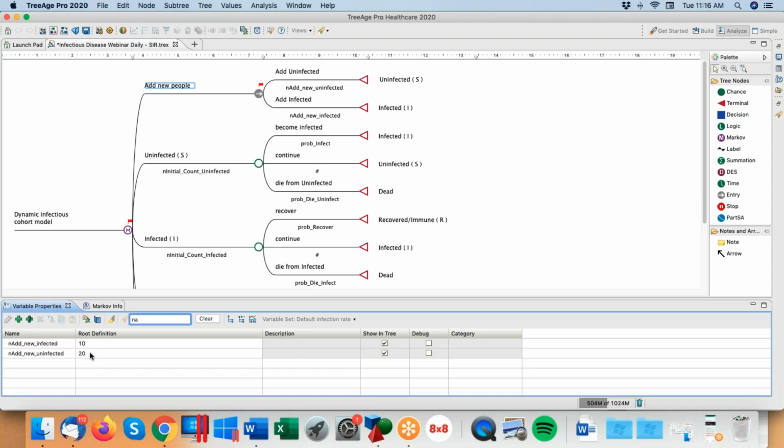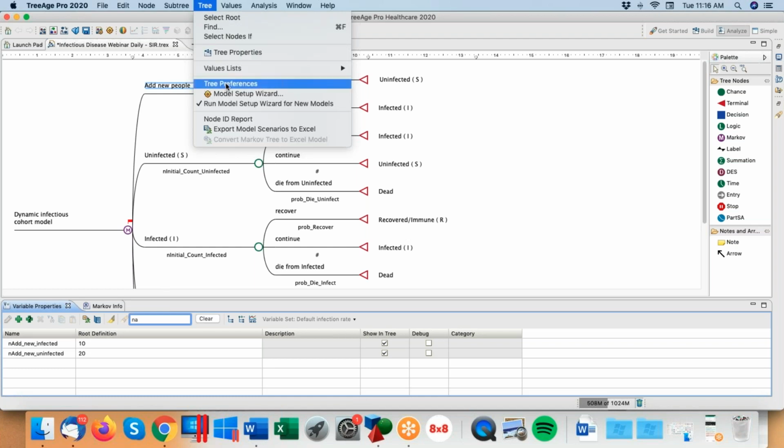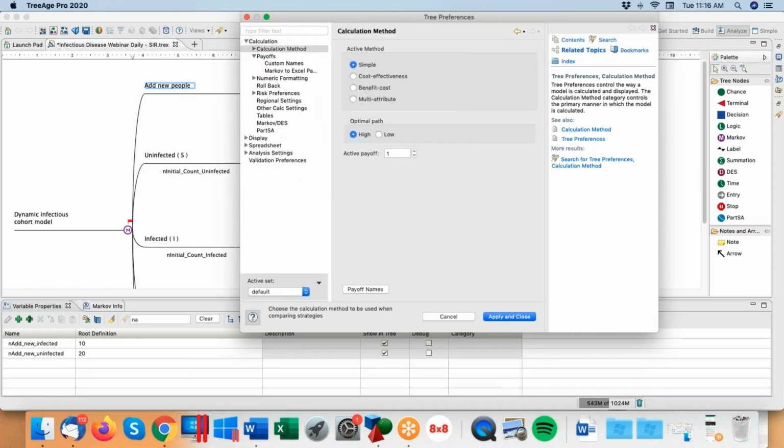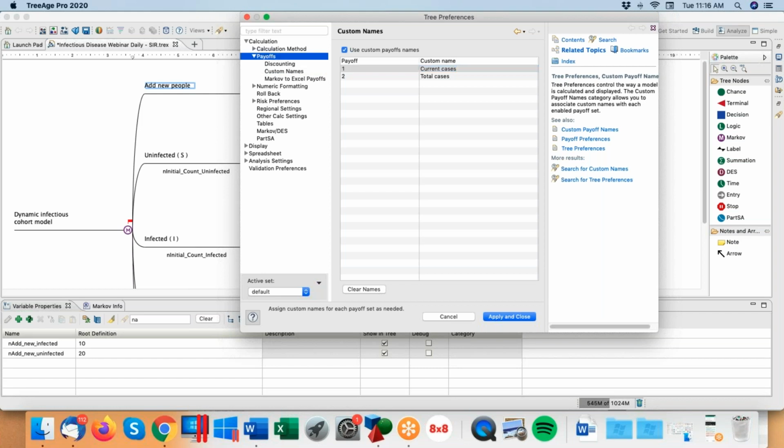So we've looked at the 2 key elements to this model. The probability of infection is one, and changing the setting of the cohort size is the second. Now I think we're ready to actually run the model. I do want to look at one more thing, the model outcomes. If I go into the tree preferences and look at my payoffs, I have 2 enabled payoffs. This isn't a cost effectiveness model, it's just 2 payoffs, and I'm counting current cases and total cases over time. So those are the 2 outcomes I'm generating from this particular model.